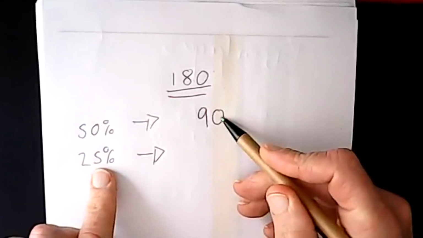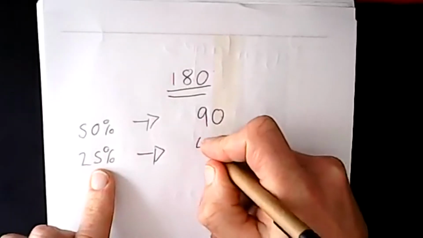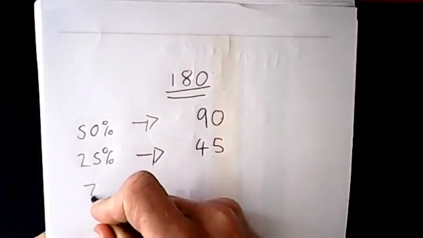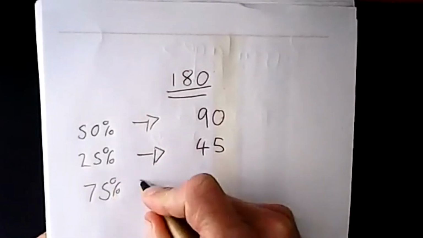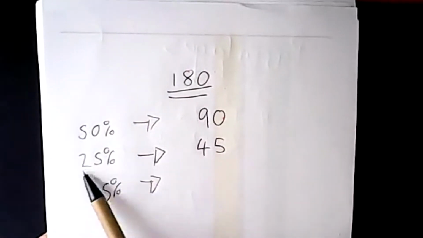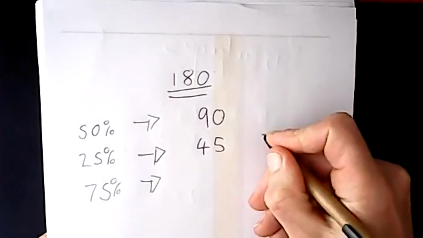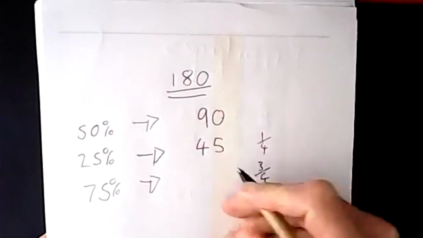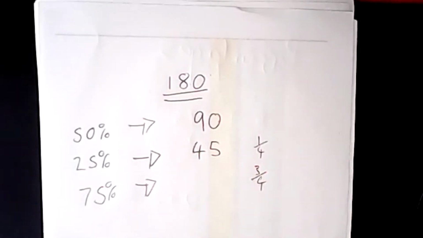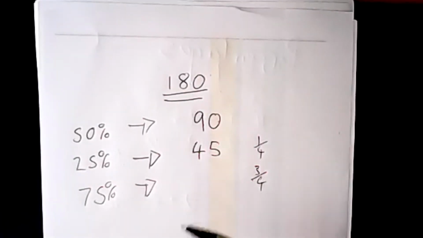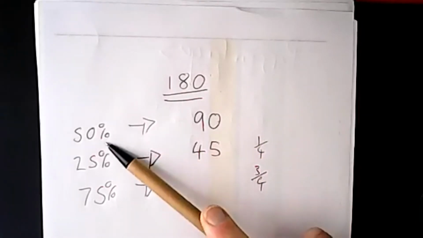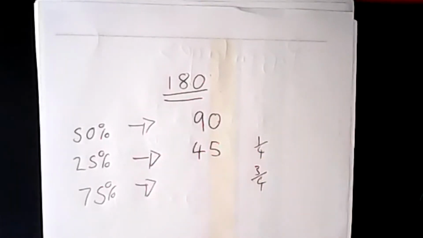So 25% is half of 90, so that's 45. Okay. Next one is 75. And there's two ways of doing this from here. We can either take your 25, which is the same as 1/4, and we make 3/4 by timesing that by 3. Or we could take the 90, and that's worth 50%, and add the 25%.